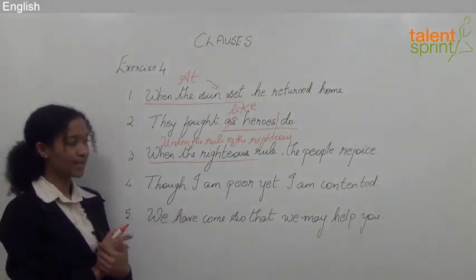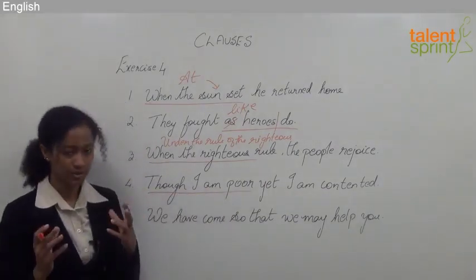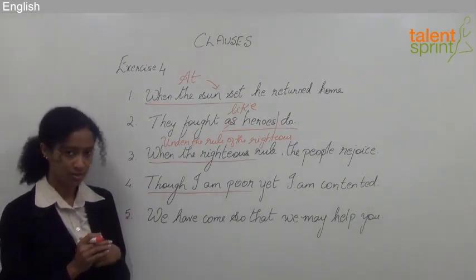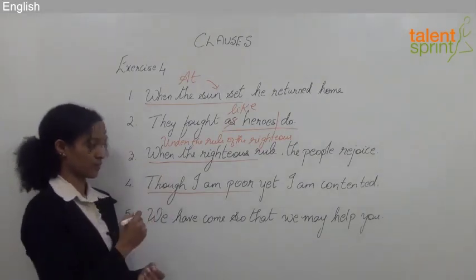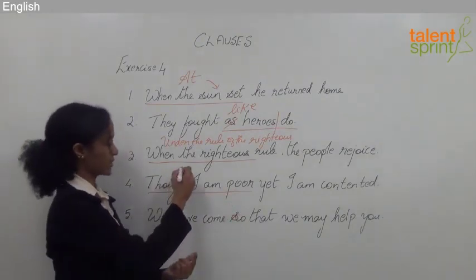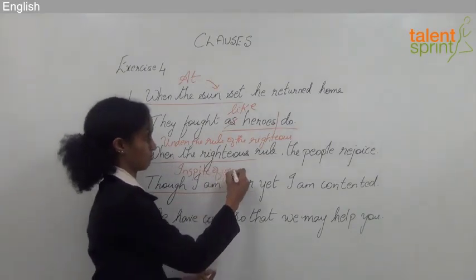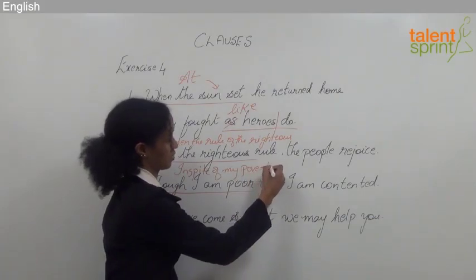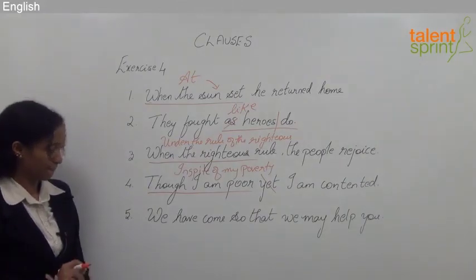Though I am poor, yet I am contented. Though I am poor is my adverb clause. If I have to change this to an adverb phrase, so I can say, so again this is contrasting, right? So in spite of my poverty, I am contented. Okay. Last one.